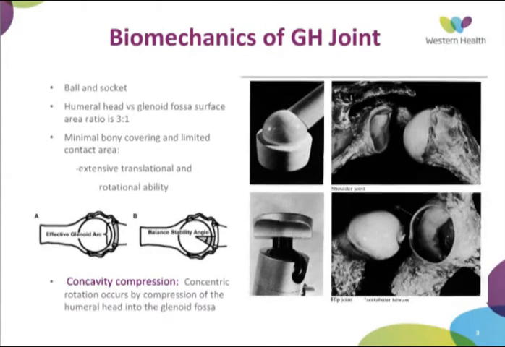The whole biomechanics of the movement of the shoulder joint is based on something that's called the concavity compression, and all of the pathology of it, everything that causes the glenohumeral osteoarthritis, is based on the changes in this concavity compression. What it means is the concentric rotation that happens within them is because of a compression of the humeral head to the glenoid fossa. It's a concentric movement that allows all of the movements of the shoulder in different directions.